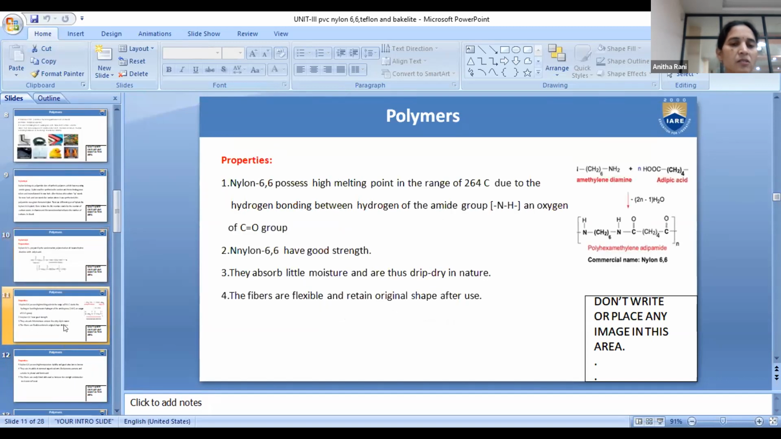Now properties. Nylon 6,6 possesses a high melting point. The melting point is 264 degrees centigrade. Why does it have a high melting point? Because of the hydrogen bonding between the hydrogen of the amide group and the oxygen of the carbonyl group.